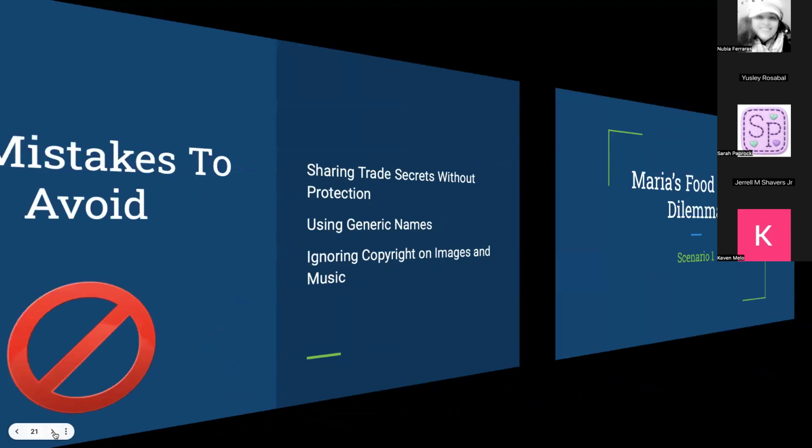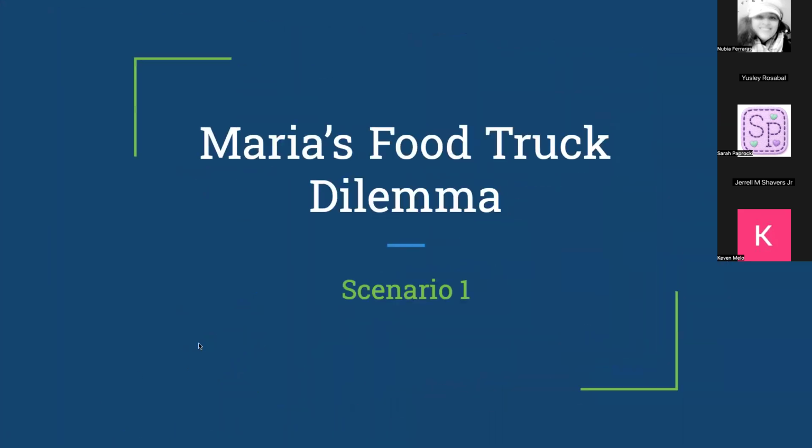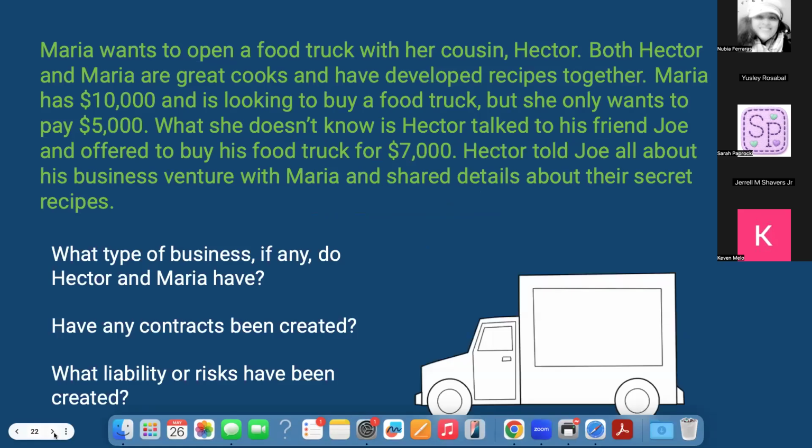Okay, so we've got about 10 minutes left, so we're going to quickly go through these scenarios. At this point, I encourage you all to come off mute and chime in on these different scenarios, where they talk about business structure issues, issues with contracts, and issues with IP. I want you to think about what we talked about throughout this session and chime in.